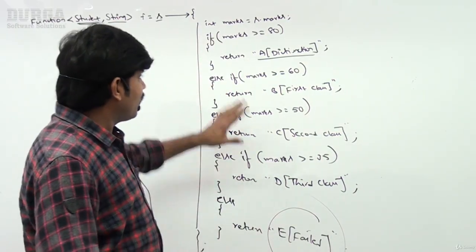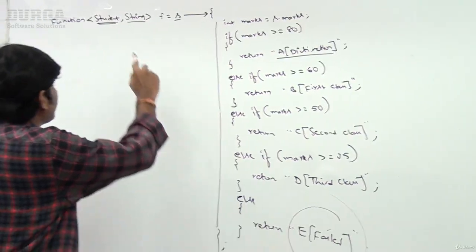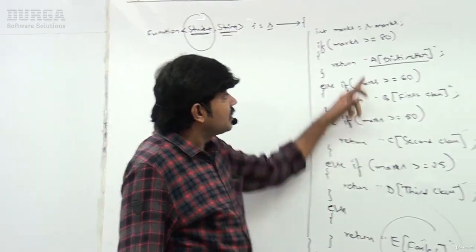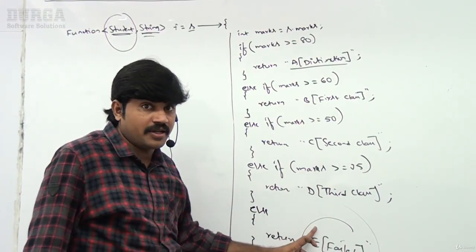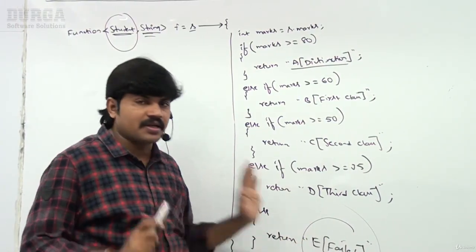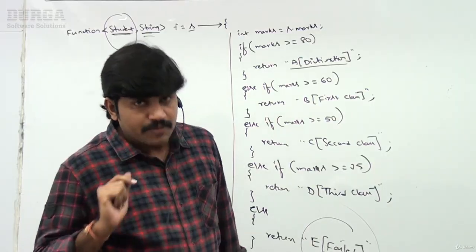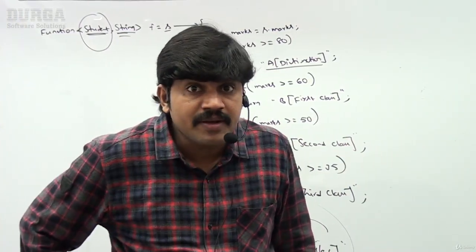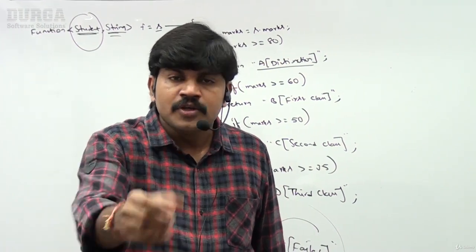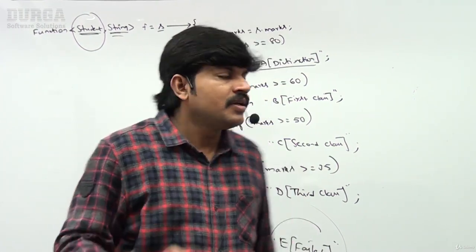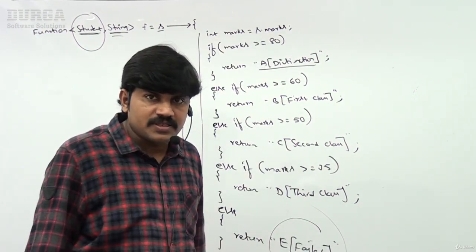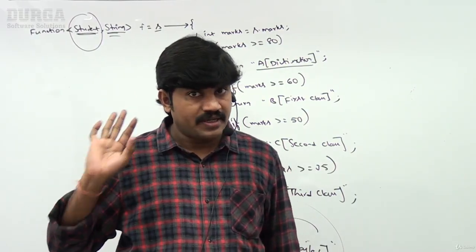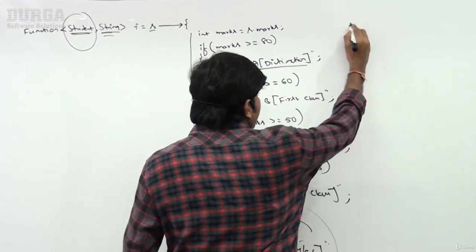Anyway, my function takes a student object as the argument and returns a string, which represents the grade. Now my requirement is that all my student objects are available inside an array list. For every student object, apply this function so that you know the grade of the student. Clear, right?